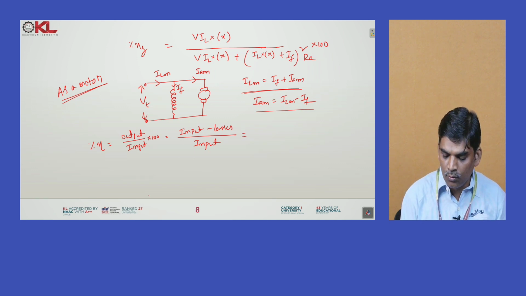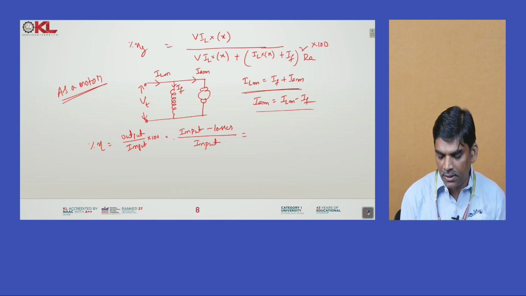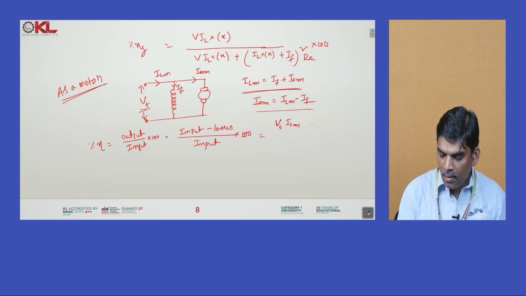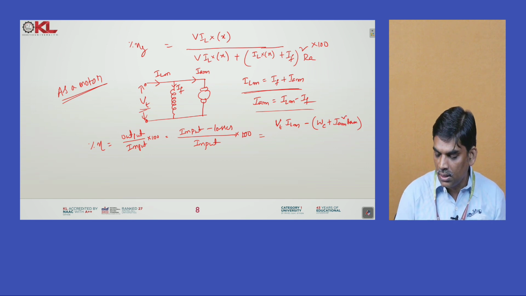In the generator, it is output by output plus losses. In the motor, in terms of electrical parameters, we can easily calculate input minus losses by input. What is the input here? Terminal voltage into load current, VT into ILM, minus the losses: the machine constant losses, and IAM square RA, the resistance being the same for motor or generator, by VT ILM into 100.